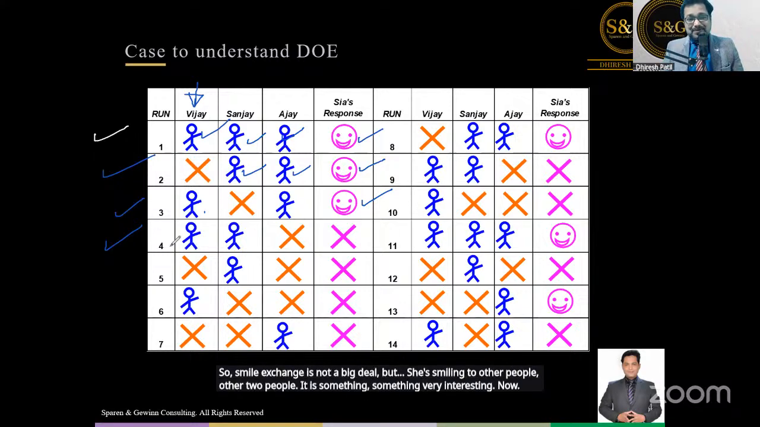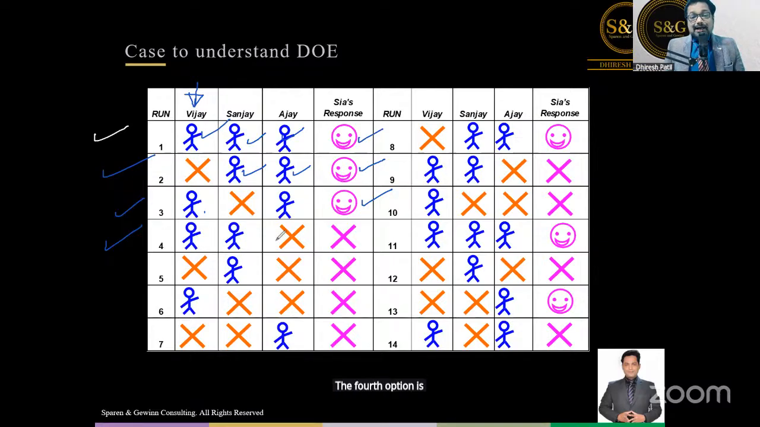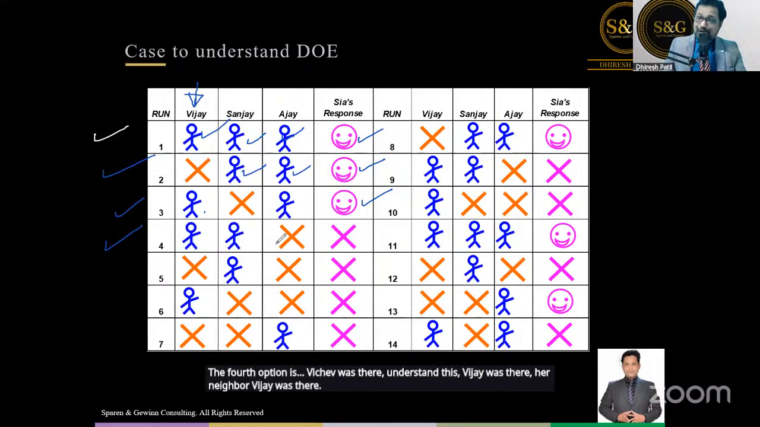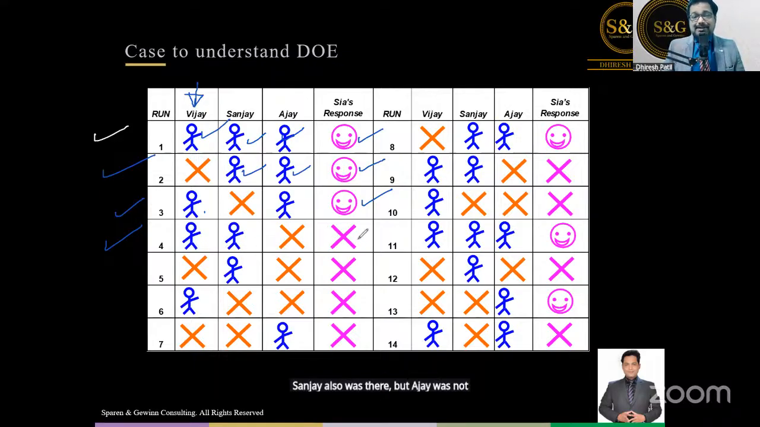Now, here we go. The fourth option is Vijay was there. Understand this. Her neighbor Vijay was there. Sanjay also was there, but Ajay was not there. And she didn't smile. Interesting, isn't it? So Sia didn't smile on that day, on day four.